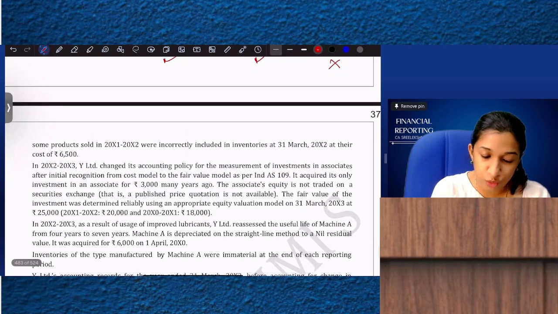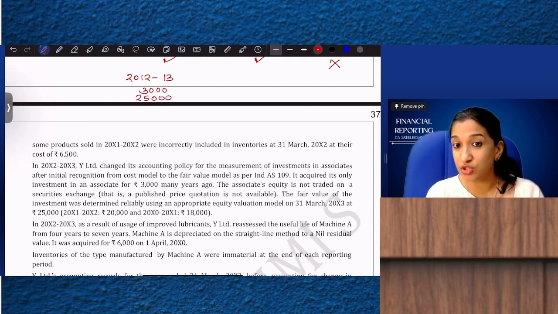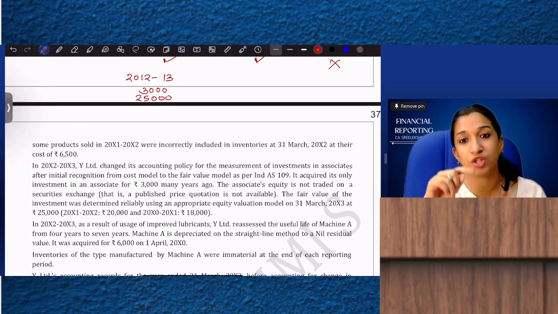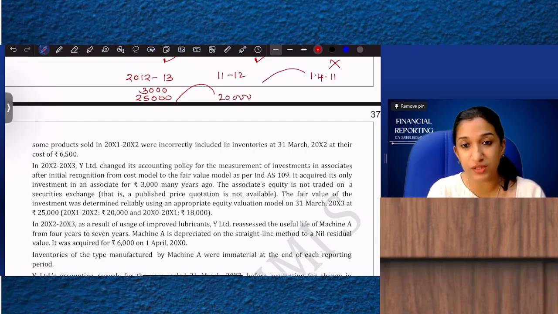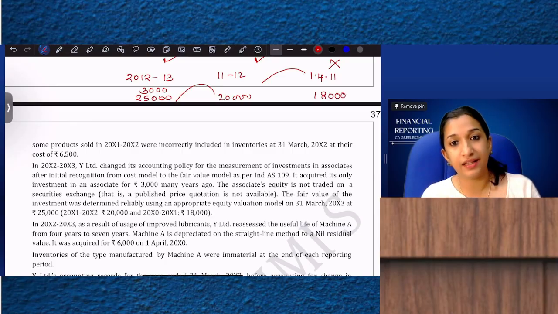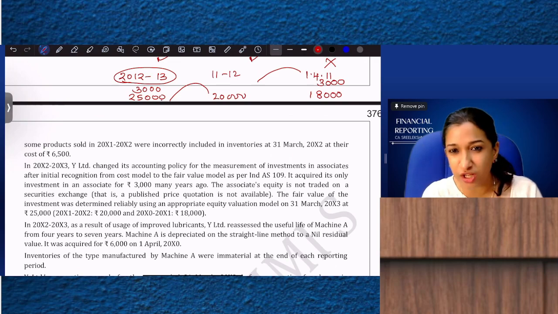So current year is 2012-13. Actually, from cost model you are changing to fair value model. But if it is a change in accounting policy, I need to do the correction retrospectively. Yes or no? We need to do the correction retrospectively. So previous year 11-12, it was 20,000 fair value. Then at the beginning of the previous year, 1st April 2011, it is 18,000. So 12-13 is the year in which we are doing the correction, but we need to do it retrospectively.